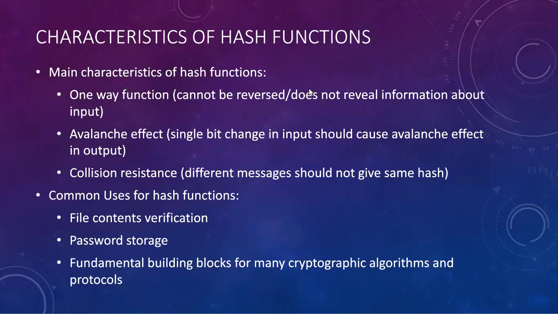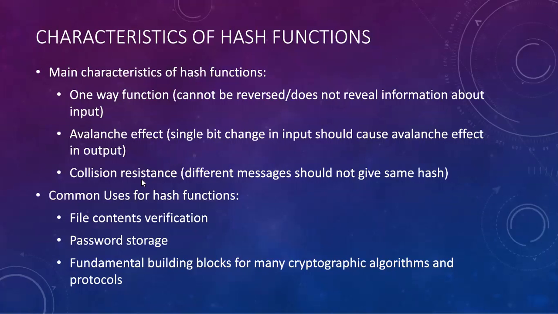So let's have a quick look at the characteristics of hash functions. The first one is that it should be a one-way function. So it should not be possible for anyone to look at a hash and reverse engineer it to get the actual message. The second one is the avalanche effect, which means that if a single bit in the message is changed, it should cause an avalanche in the output. So the output should be totally different from the previous output.